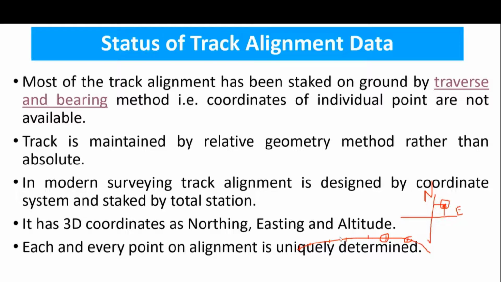And these points are uniquely determined. They have got geographical values, like some value of northing and easting that will be unique to this point, and this point can be reached independently if we know the values.